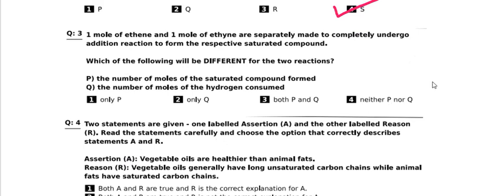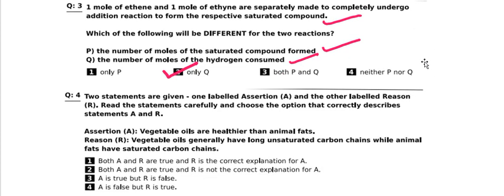A mole of ethene and 1 mole of ethyne are separately made to completely undergo addition reaction to form the respective saturated compound. Which of the following will be different for the two reactions? P. The number of moles of the saturated compound formed. Q. The number of moles of hydrogen consumed. The options are 1 only P, 2 only Q, 3 both P and Q, 4 neither P nor Q. So what should be the correct option of question number 3? We go with option 2, only Q, the number of moles of hydrogen consumed, right?